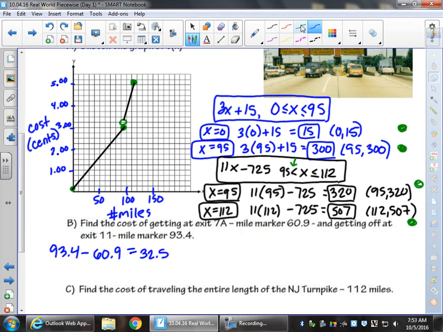So now I know that we are going to substitute into our first piece. So it'll be 3 times 32.5 plus 15. Figure that out. Let me know what you get as an answer.